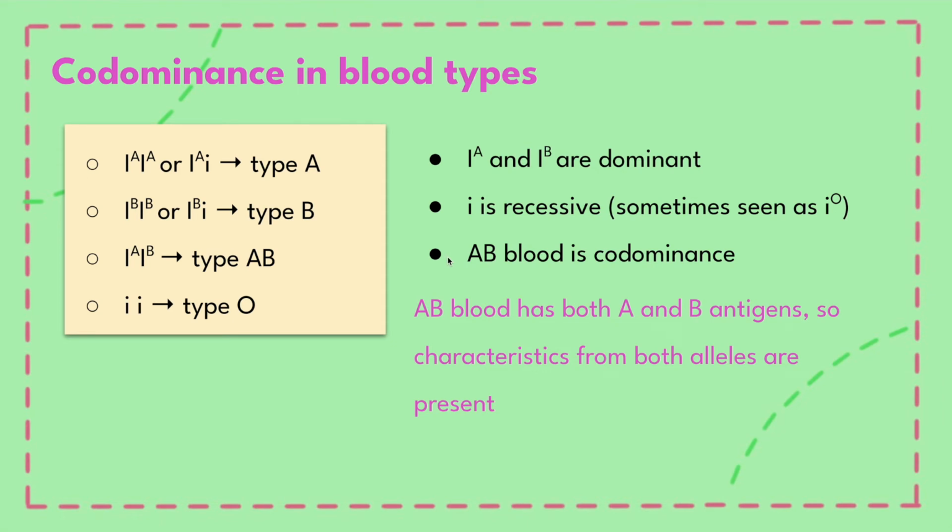And now let's look at type AB blood. This is an example of codominance. Remember, both IA and IB are dominant. AB blood has both A and B antigens. So characteristics from both of these alleles are present, and that is why this is an example of codominance.